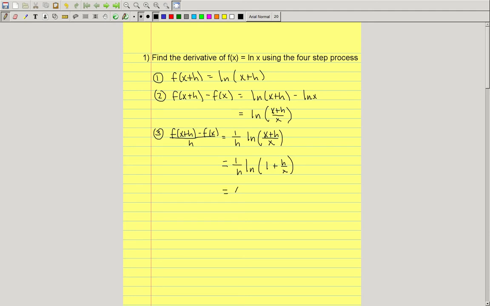The next part is going to be multiplying our entire expression by a special form of 1, x divided by x. And using the property of logarithms that says that k times the natural log of x is equal to the natural log of x to the k power, we're going to take some of these terms out front here and pull them into the exponent of the argument of our logarithm. So we're going to have 1 divided by x on the outside, and on the inside we're going to have the natural log of 1 plus h divided by x to the x over h power.